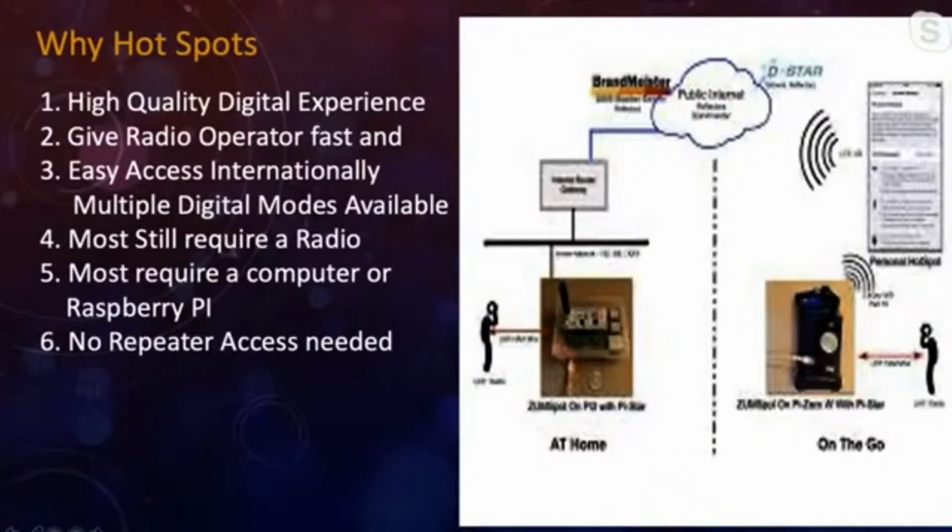So since the distance is a problem, distance is covered by the internet. Both are connected to a particular internet. They talk on a particular protocol, or a cross bridge is there. BrandMeister can talk to D-Star protocol. D-Star can talk to BrandMeister protocol.